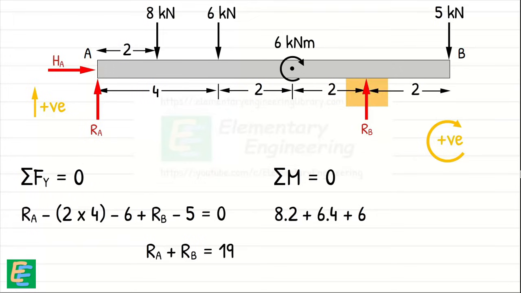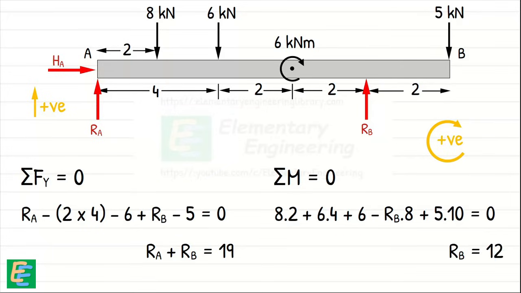Next, the reaction force RB acts upwards at a distance of 8 meters from point A. This produces an anti-clockwise moment about A, and therefore it is taken as negative. Finally, a 5 kilonewton point load acts downward at the free end of the overhang 10 meters from point A. This produces a clockwise moment and is taken as positive.